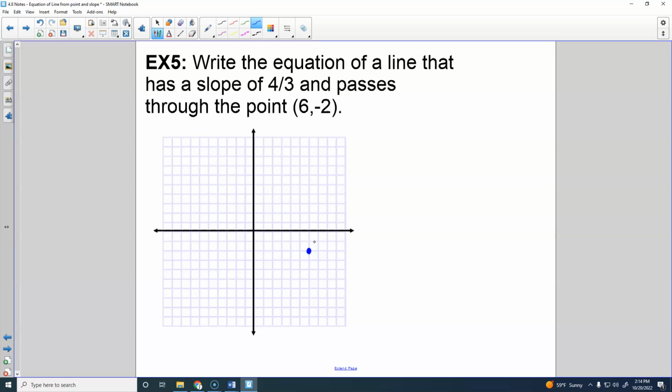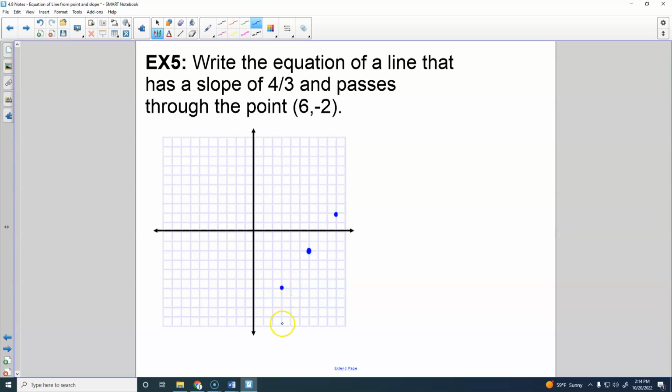If they give you the y-intercept, it's pretty easy to write. You don't have to think about it very much. But if they give you a slope and then a point that is not on the y-axis, you're going to have to think about this a little bit harder. Now, I do know my slope, 4/3. So from this point, my slope tells me to go up 4, to the right 3. And if I wanted to go the other direction, I could go down 4 and left 3.